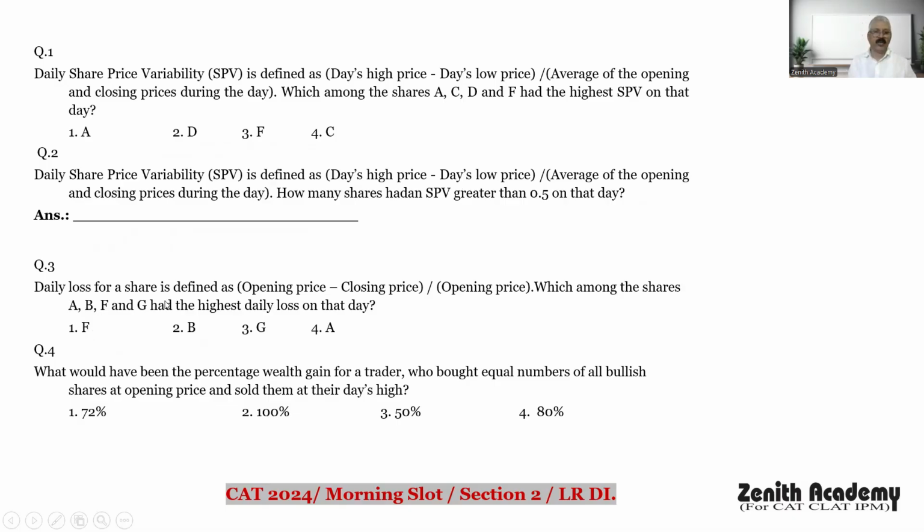Number 3, daily loss for a share is defined as opening price minus closing price over opening price. Which among the shares A, B, F, and G had the highest daily close on that day? And the fourth question is what would have been the percentage wealth gain for a trader who bought equal numbers of all bullish shares at opening price and sold them at their day's high. So let's see the solution of this problem.